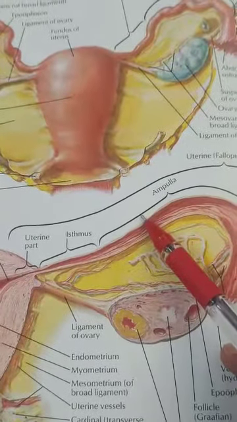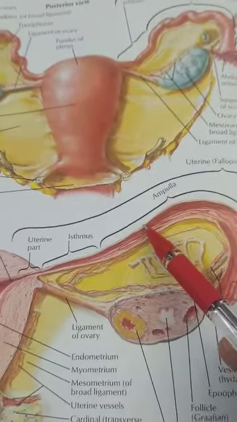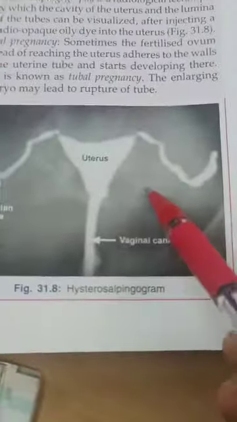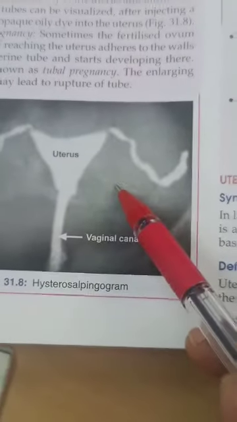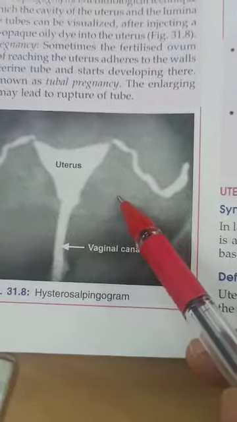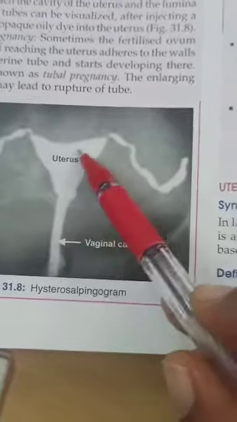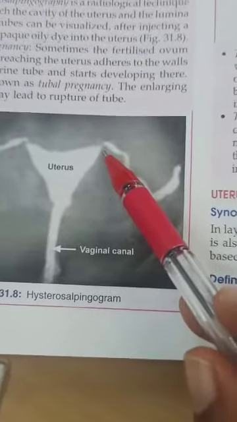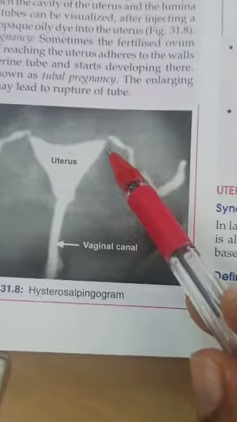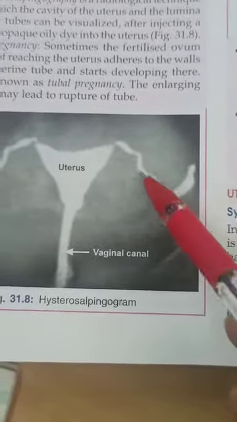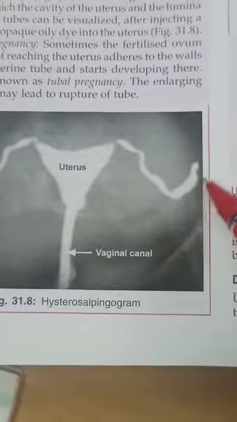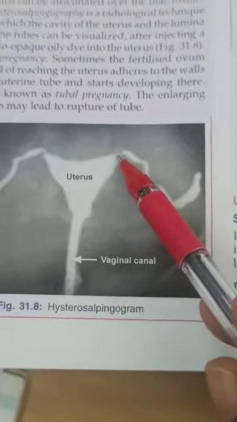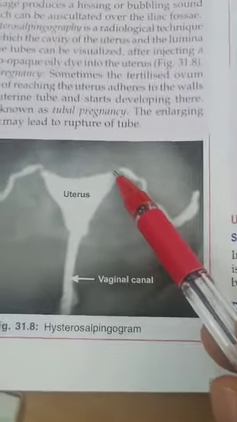Okay. And hysterosalpingography. So this is a hysterosalpingogram. Hysterosalpingography is a contrast X-ray radiological technique where we can see the cavity of the uterus and the uterine tube by injecting a radio-opaque dye. That is known as hysterosalpingography, used for detecting if there is any blockage in the uterine tube.